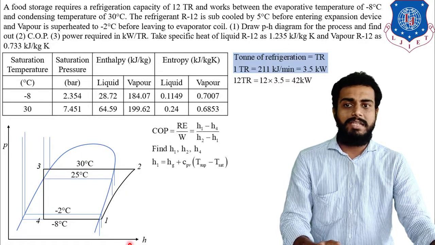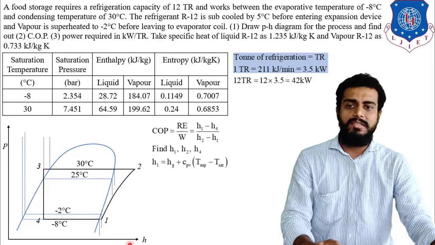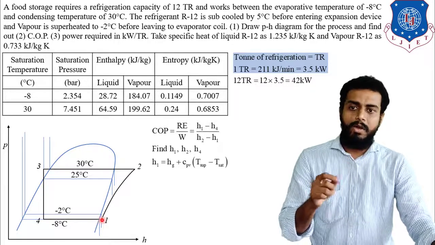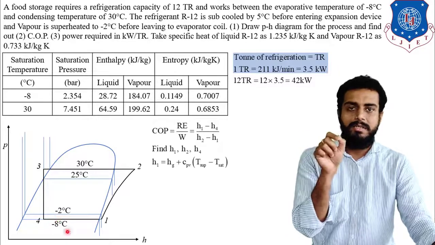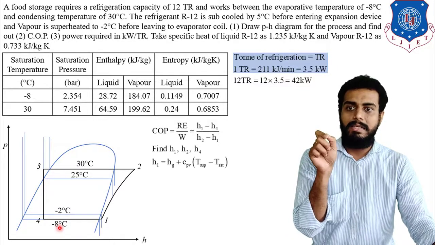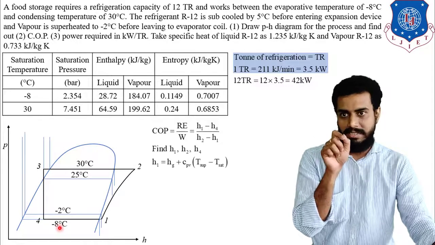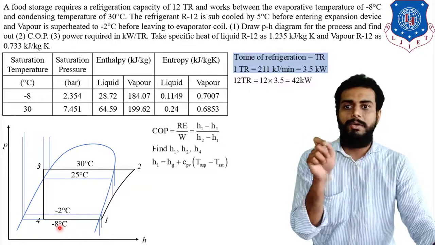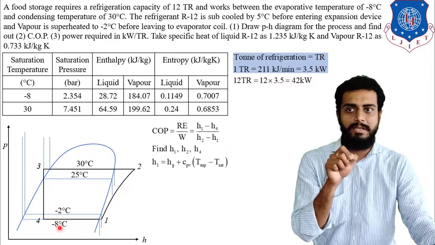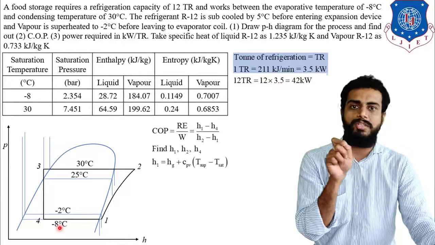Hg is given to us, that is 184. Sir, how this Hg? See, now it is important. Corresponding to point number 1, what will be the temperature? Simple, minus 8 degrees Celsius, right? Because the 4 to 1 process takes place at minus 8 degrees Celsius, so that is our saturation temperature.